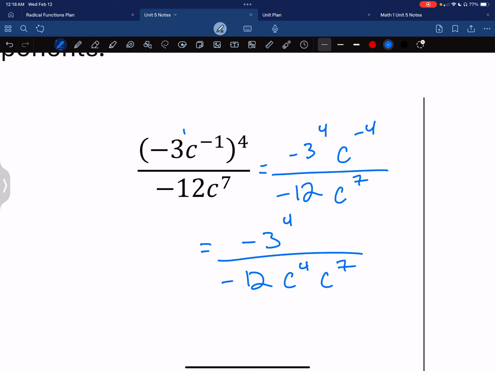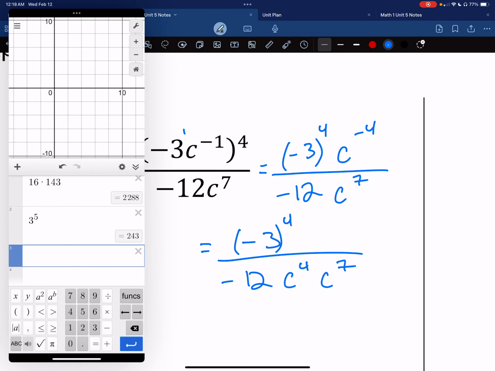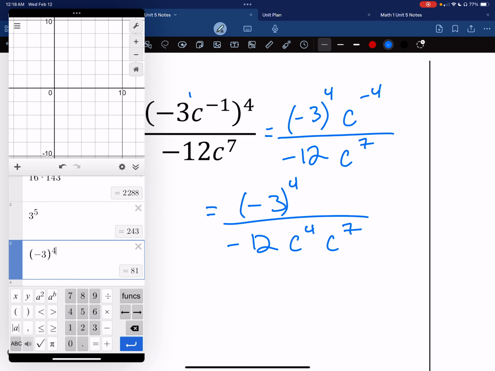If you want to, remember this is in parentheses. We're doing the whole entire thing. Be careful when you're doing that. Negative 3 to the fourth power. Let's go ahead and work with that right now. Negative 3 to the fourth power, you're going to get 81 on top.